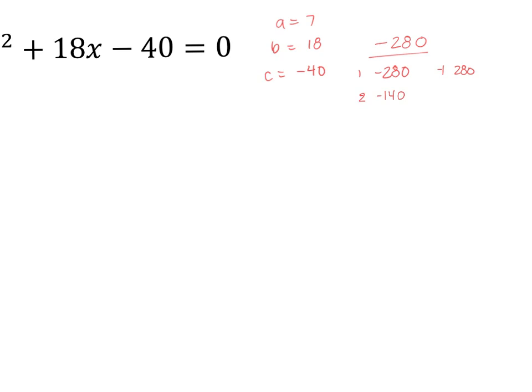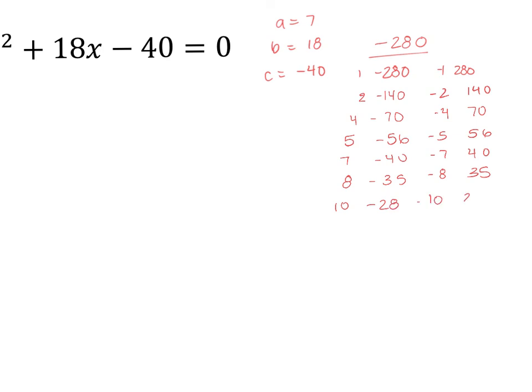Let me make sure on that one. Yep, that's right, okay? And then a -2 and a +140. And then a +4 and a -70, and a -4 and a +70. And a 5 and a -56, and a -5 and a +56. And a 7 and a -40, and a -7 and a 40. And an 8 and a -35, and a -8 and a +35. And then lastly, 10 and -28, and -10 and +28.